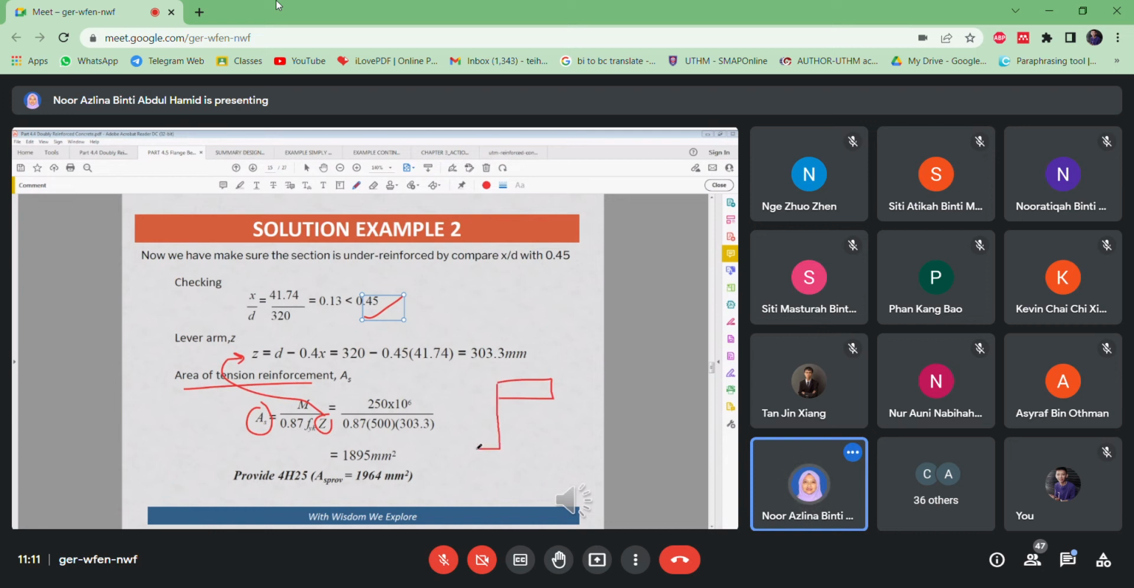What is the Z? This is the distance, right? For the Z here, which is equal to d minus 0.4x here. Okay, so you get As required 1895. Then you can provide any numbers, any diameter, as long as As provided is more than or equal to 1895. This is the nearest one, the best one.